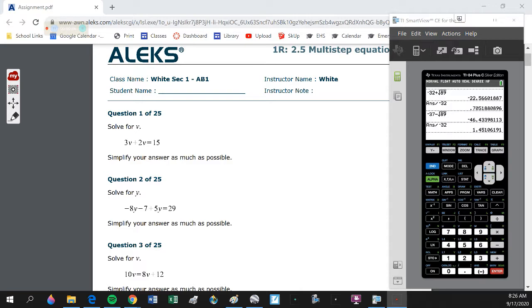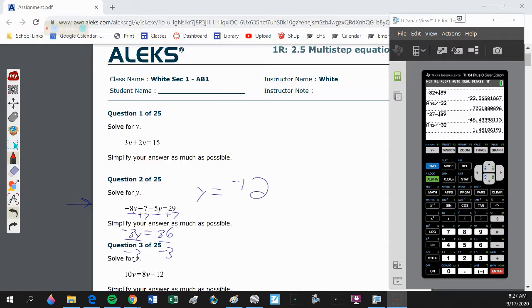So look at number 2. Negative 8y minus 7 plus 5y equals 29. What should I do? We could add 7, but we also need to combine like terms. So those two need to go together. So negative 3y, and then I add the 7 to the other side, equals 36. Divide by negative 3, and I get y equals negative 12.